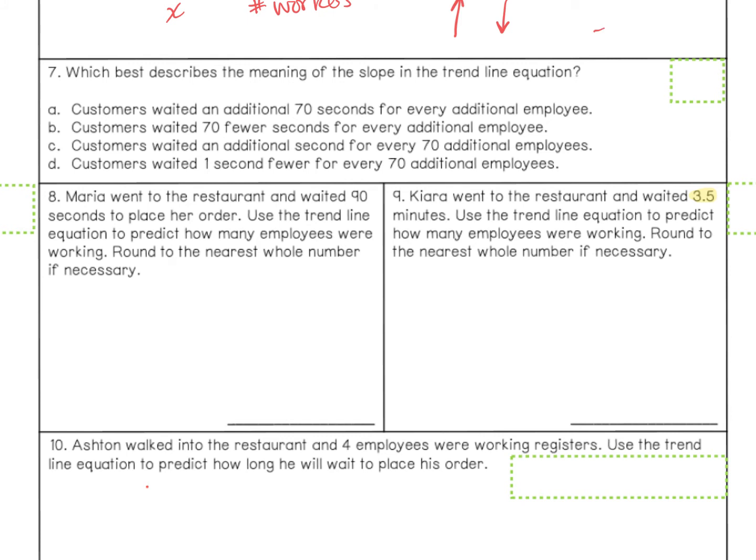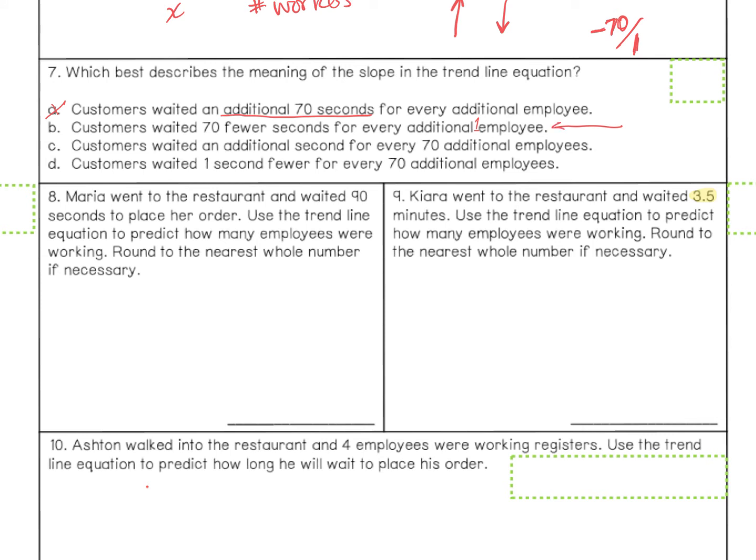Our slope is negative 70 over 1, right? Negative 70 over 1. So that means the wait time goes down. The wait time decreases by 70 seconds per every 1 employee. So let's see, it can't be A because that's an additional 70 seconds. B, the customers waited 70 fewer seconds. That matches the negative for every additional employee. I'm kind of liking B.